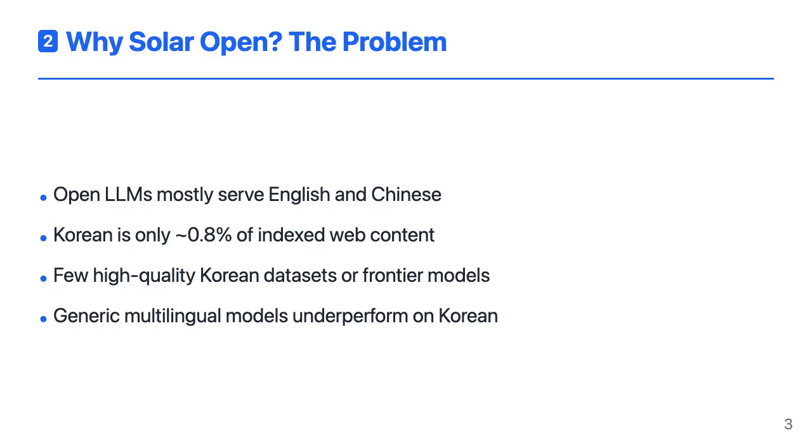The motivation behind Solar Open starts from a simple imbalance. Most open large language models are optimized for English and increasingly for Chinese. Korean, by contrast, makes up less than 1% of the indexed web, and there are very few large, high-quality Korean datasets or frontier-scale open models. When we simply throw Korean into a generic multilingual model, performance on real Korean tasks suffers. The tokenization is inefficient, cultural context is missing, and downstream accuracy lags far behind English and Chinese.